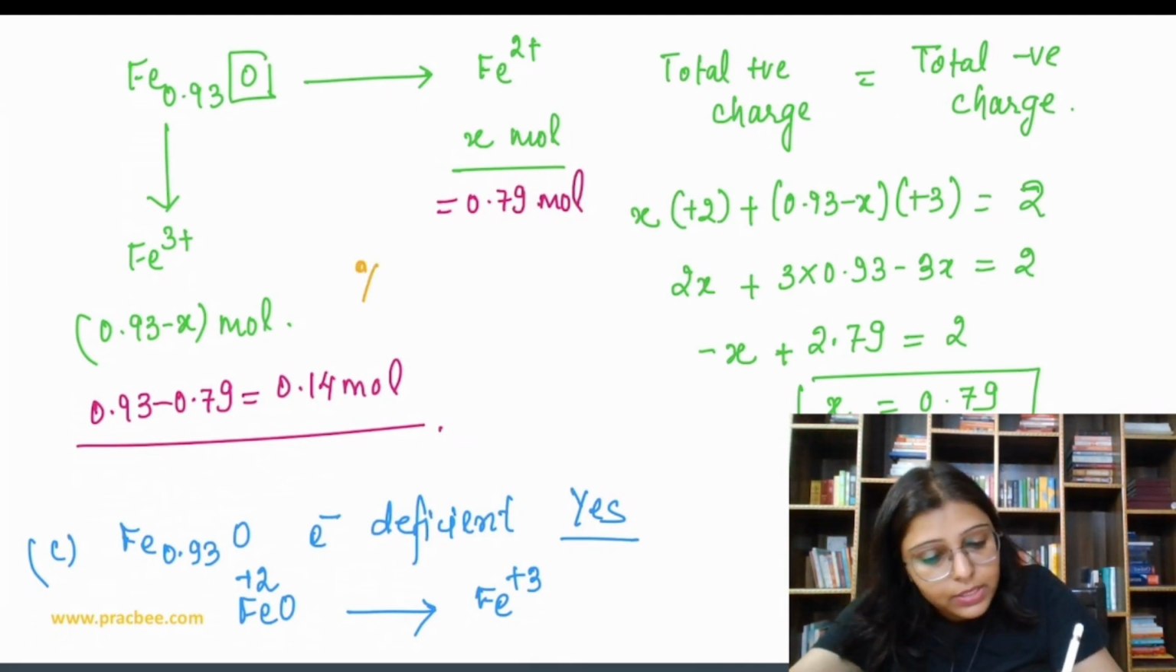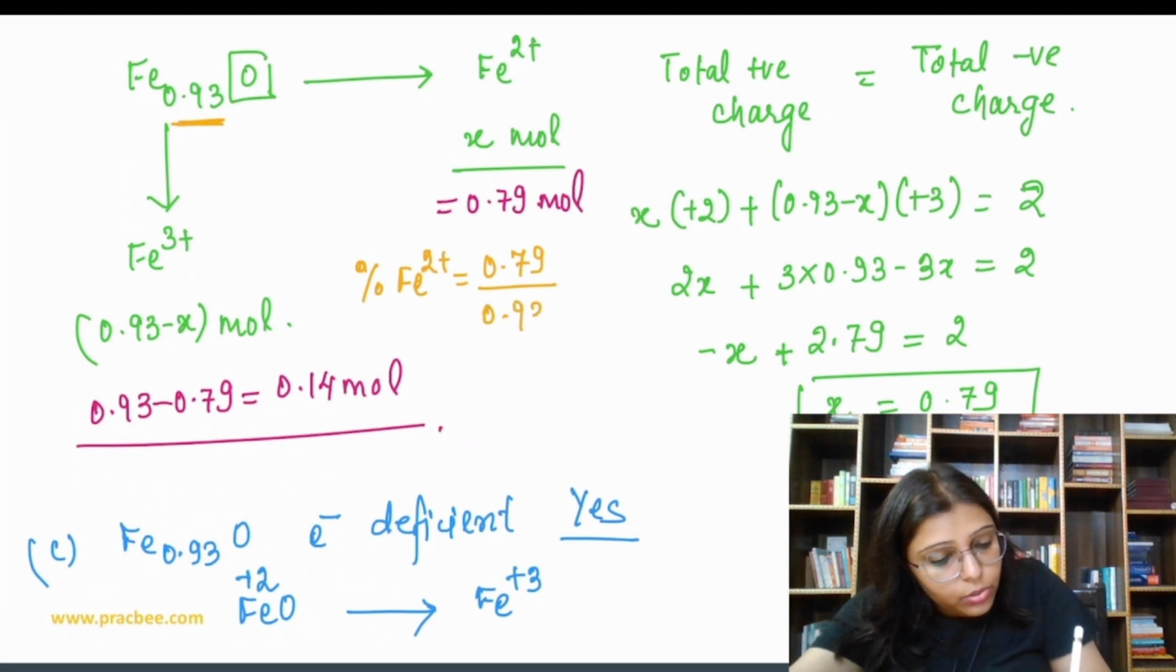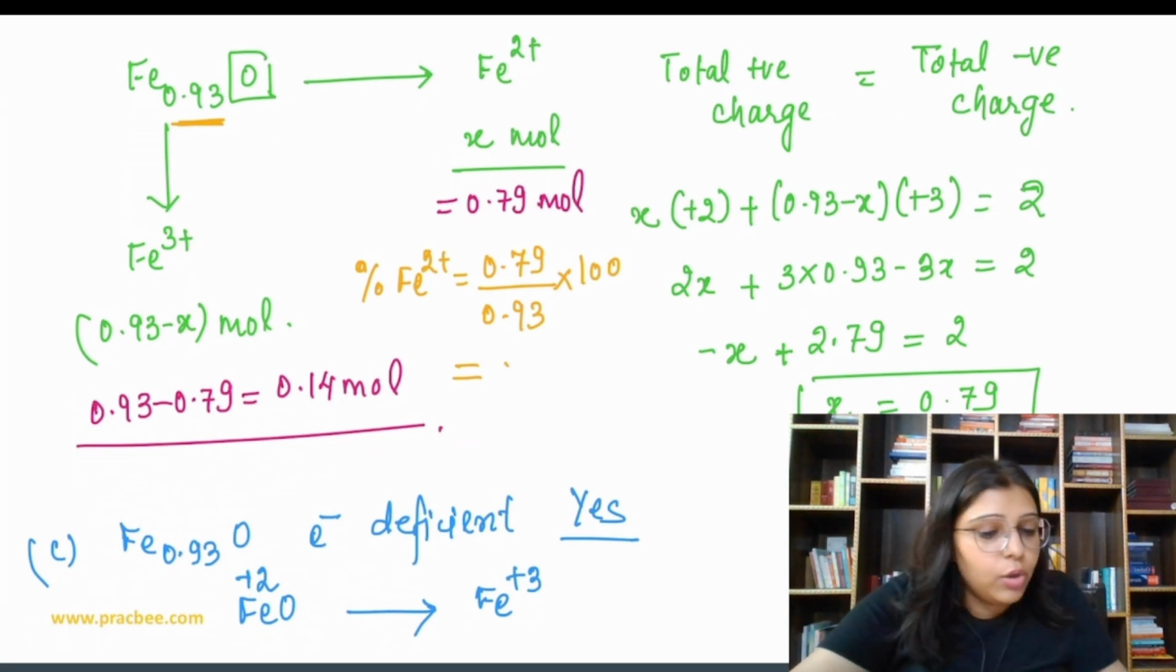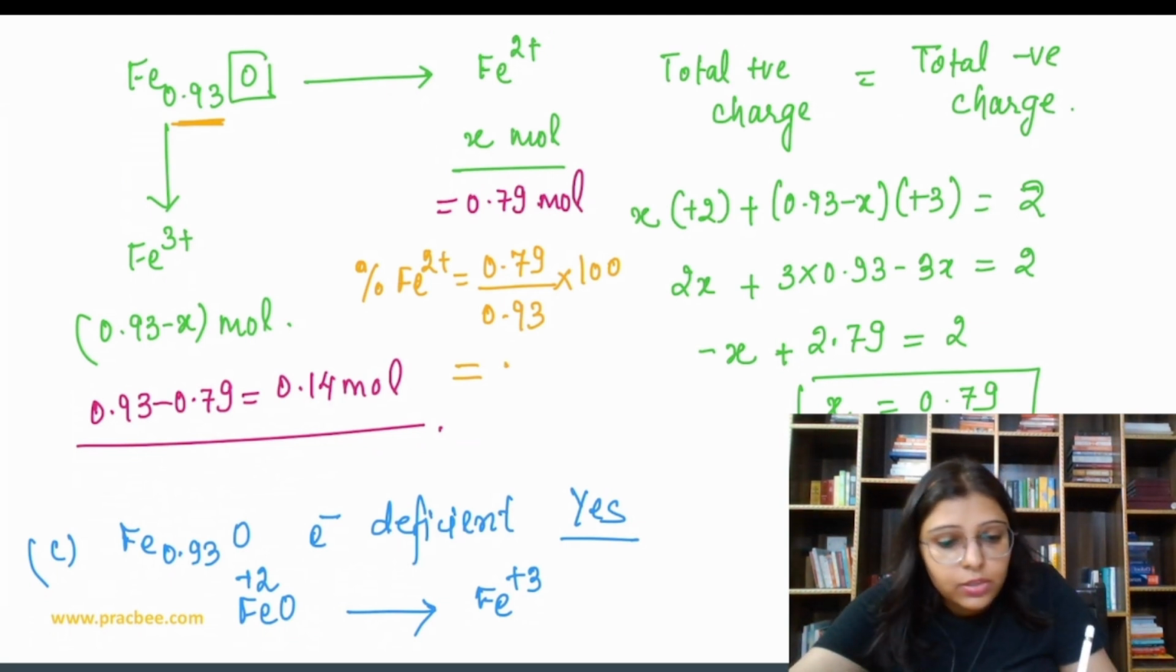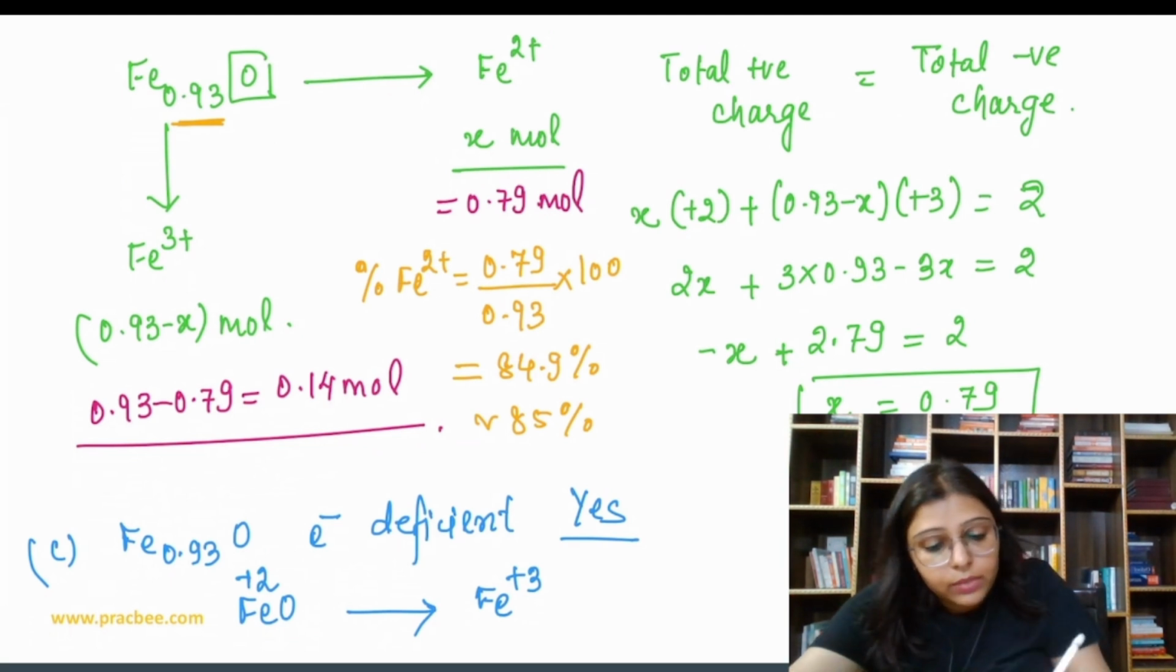How? See, percentage of Fe2+ is total moles of Fe2+, 0.79, divided by 0.93 total, into 100. So when you solve this, you get 0.79 this, you get 84.9%, which is equivalent to 85%, right? Now, how to solve this one?